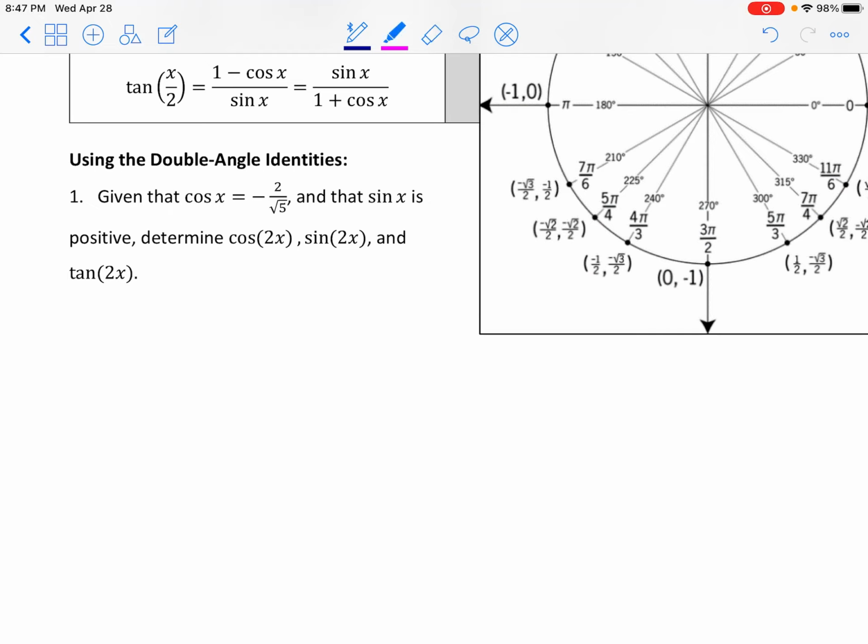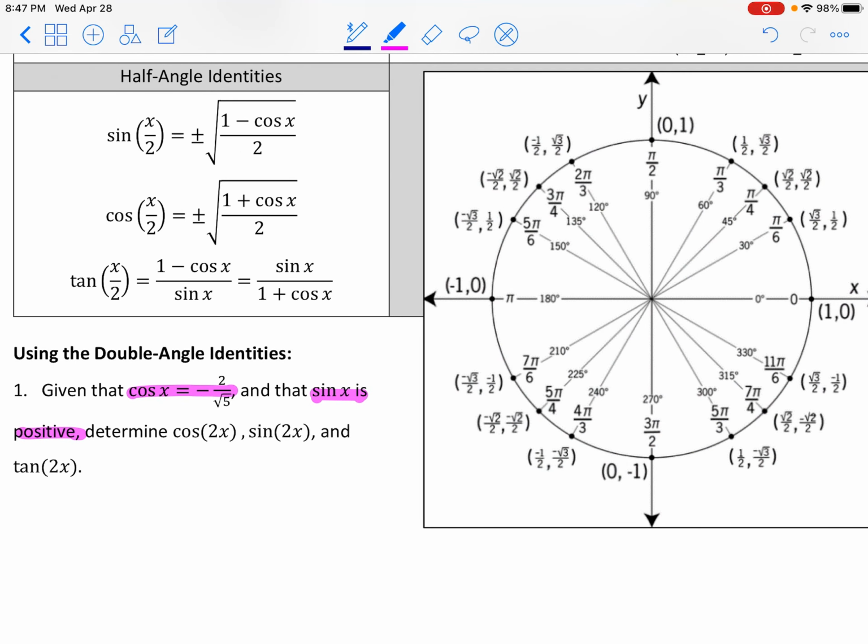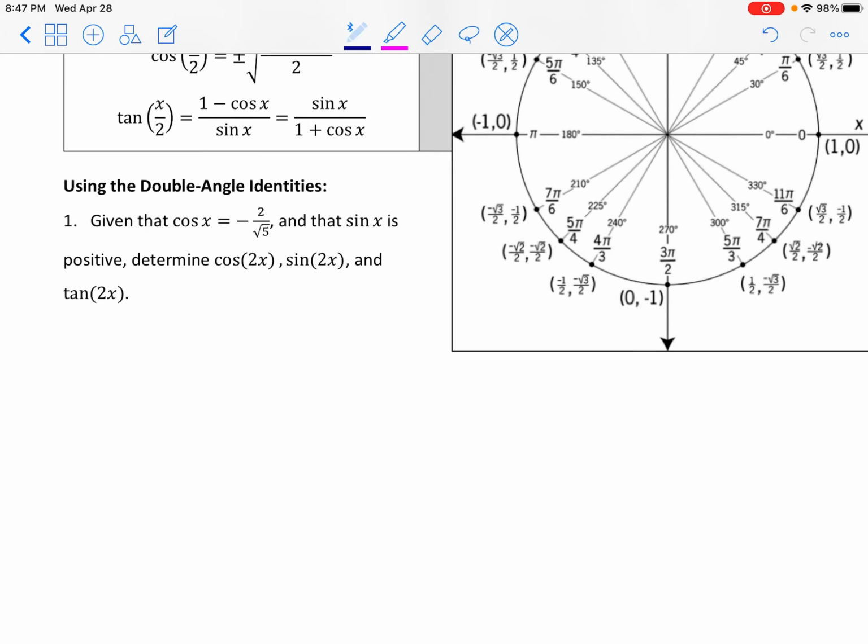Now, we got to start with our given. So first, cosine of x is equal to negative 2 over radical 5, and the sine of x is positive is important information. So if we're talking about our unit circle, if cosine is negative and sine is positive, we have to be in quadrant 2. So I would start this particular problem by drawing out a right triangle in quadrant 2.